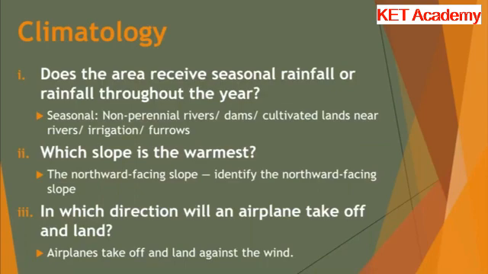To identify that we have seasonal rainfall, remember we are here in South Africa, so we generally live in an arid climate. So rainfall is quite scarce in the majority of our regions. So generally we're always going to have seasonal rainfall. We can identify that it's seasonal rainfall by having non-perennial rivers, so rivers that do not flow throughout the year.